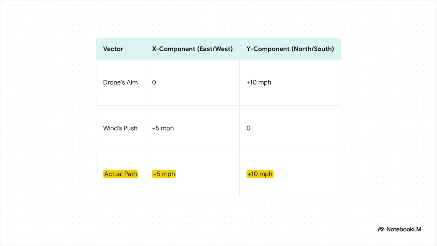Now for the easy part. We just add the columns. 0 plus 5 is 5, 10 plus 0 is 10. So the drone's actual path has an x component of 5 and a y component of 10. We now know its exact path.